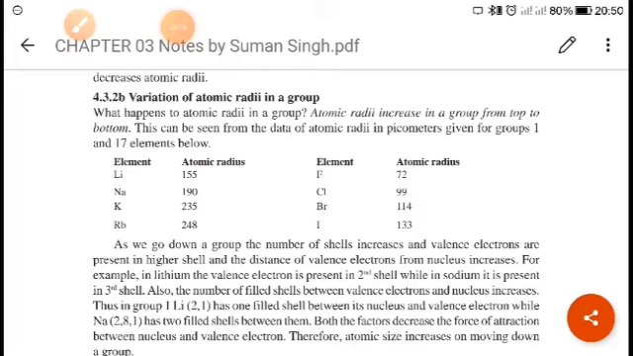So this takes the valence shell further from the nucleus. Since the number of shells is increasing, the distance between the nucleus and the valence shell is also increasing. This results in a decrease in the effective nuclear attraction and an increase in the size of the atom. I hope you have understood what is happening here.